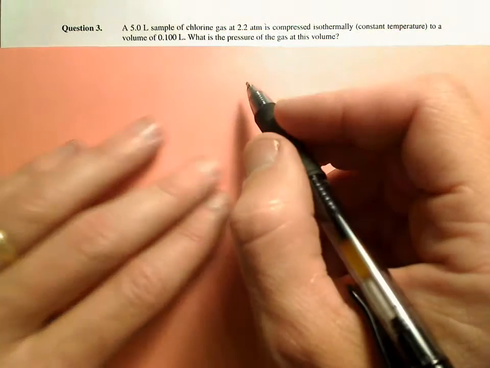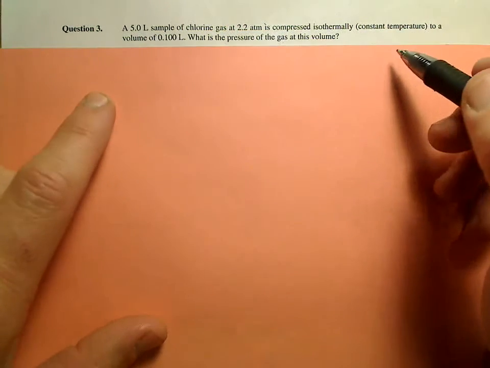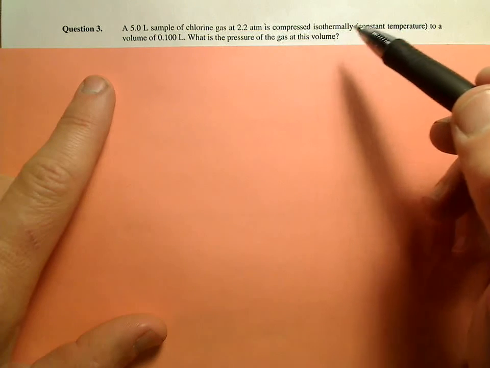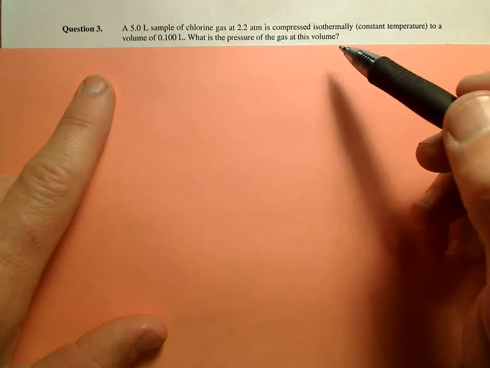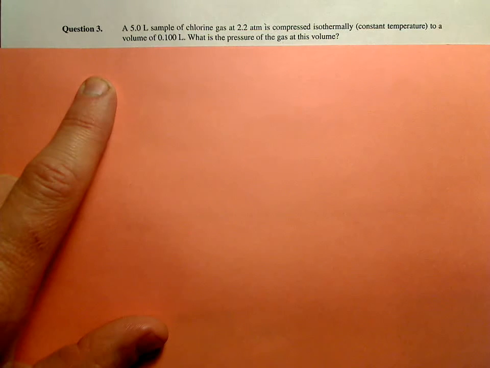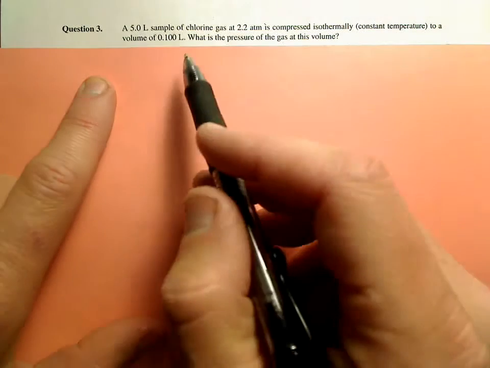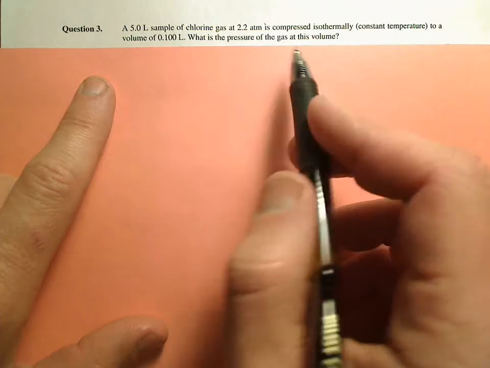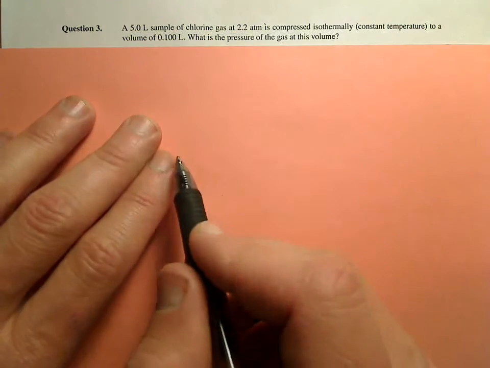Alright, so if we take a look at this, we don't see anything about moles or grams or number of particles, anything like that. So what we're looking at here is a PV over T equals PV over T problem. It's not a PV equals nRT, because take a look, check this out.